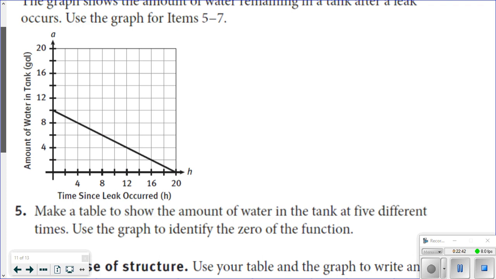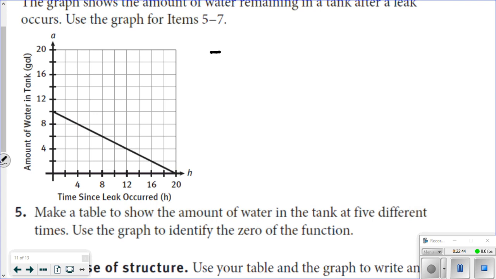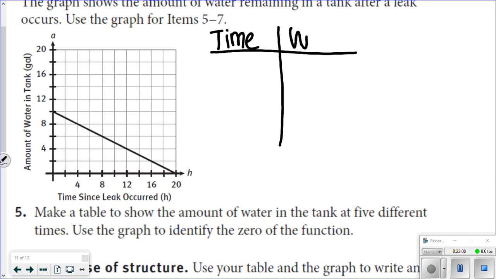Question 5 says make a table, so it doesn't have to be super fancy. It can just be a little T-chart. Question 5, to show the amount of water in the tank at 5 different times. So our time is going to go here, and let's do the amount of water here. So you could do like at time 0, how much water?